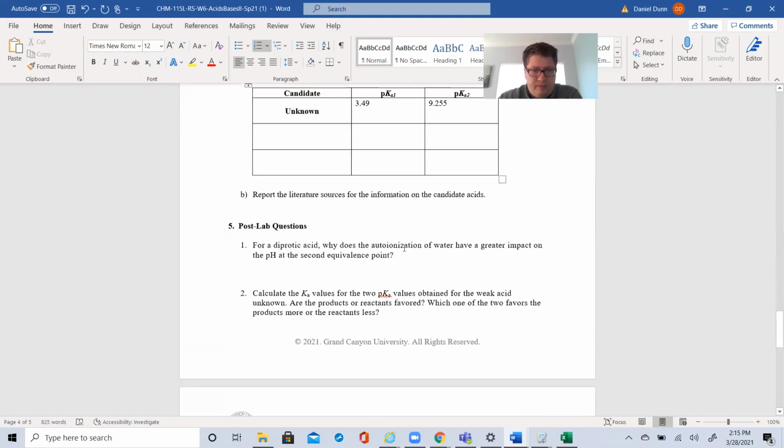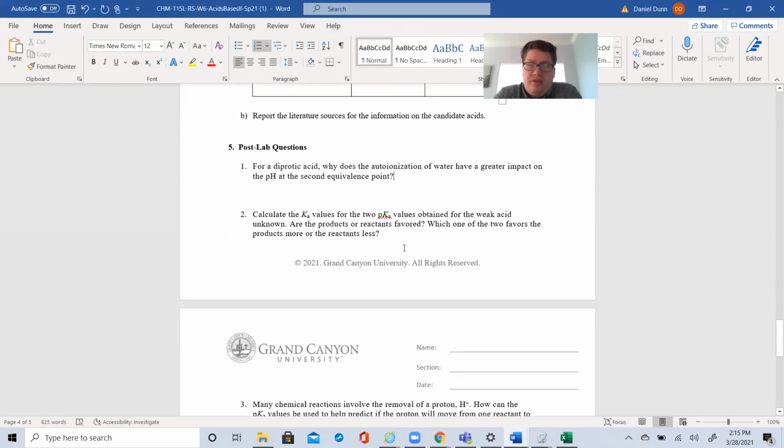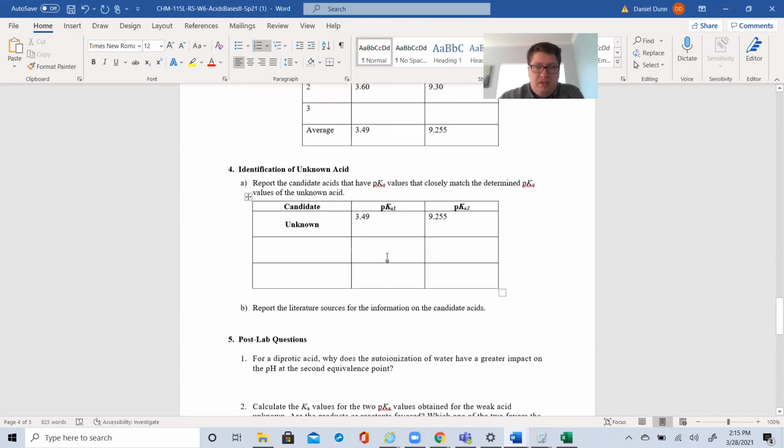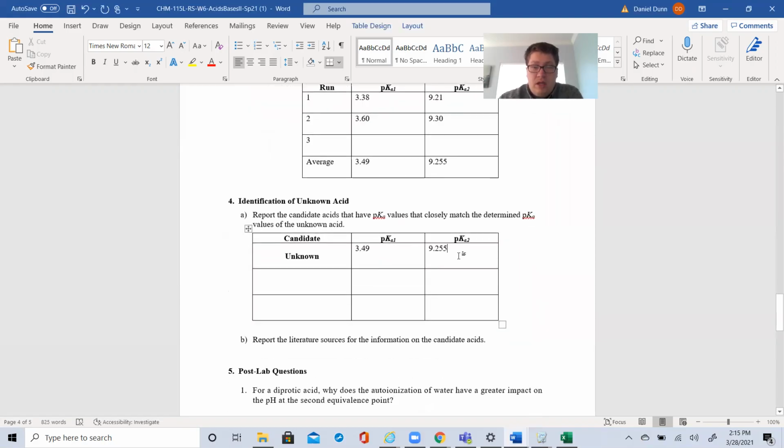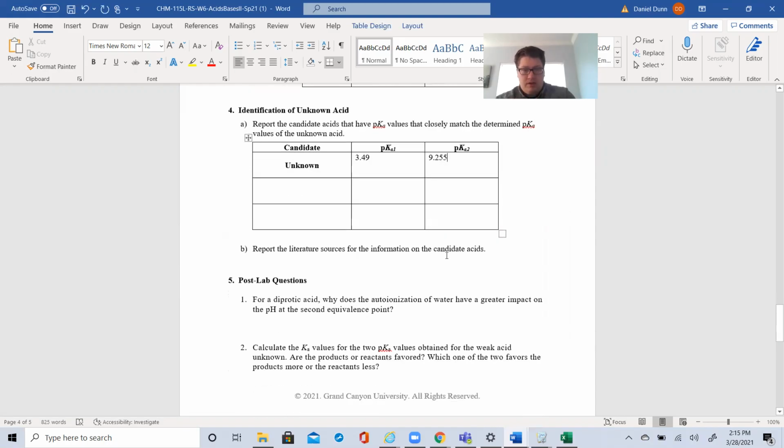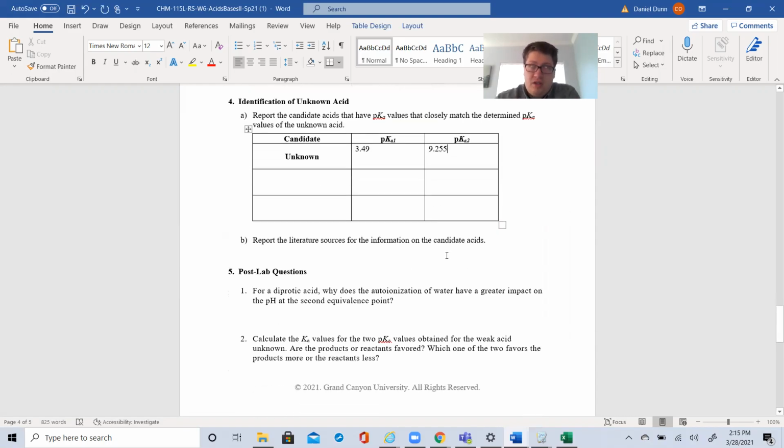Okay. So for the diprotic acid, why does the ionization of water have a greater impact on the pH at the second equivalence point? Well, if you go look, the difference between pKa1 and pKa2 is dramatic, right? This is closer to 1, which means it's pretty strong. This is further away, which means it's pretty weak, right? So the ionization of water, or water becoming an acid and base, has a higher effect on the second proton, because water will act more as an acid than the base. It's going to affect it because the Ka for the second one is so small compared to the first one. That's why.